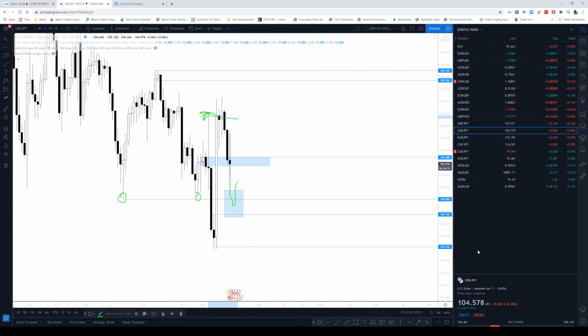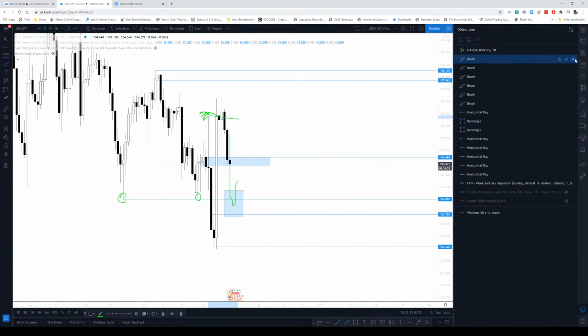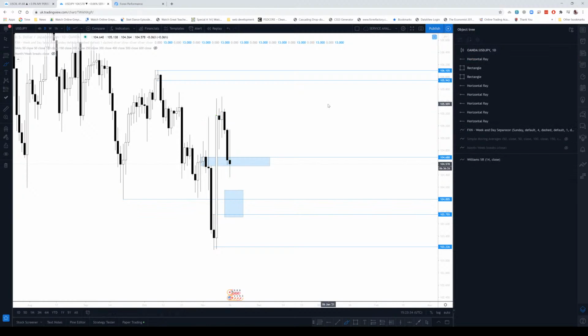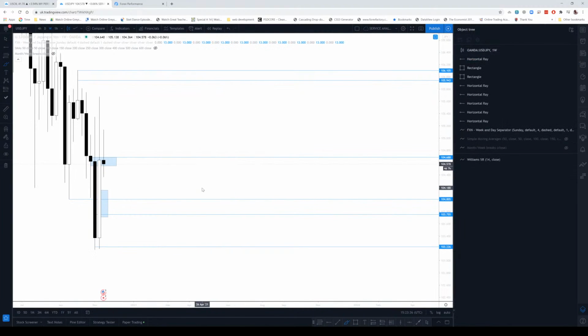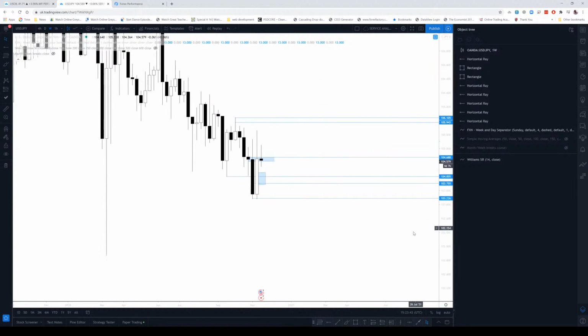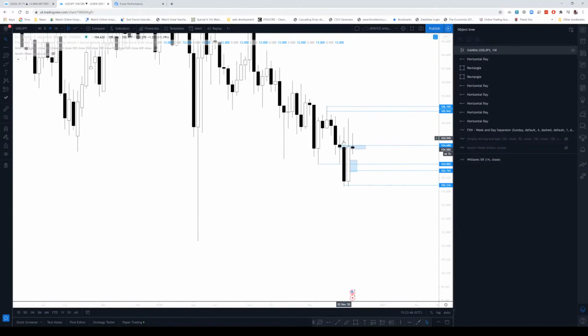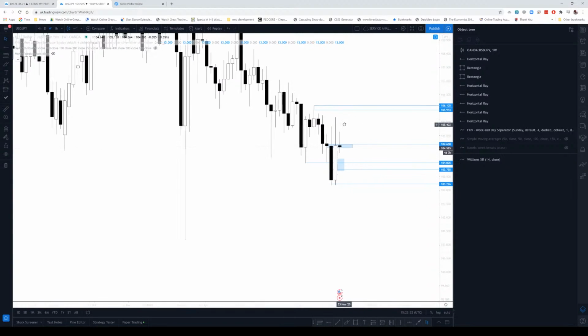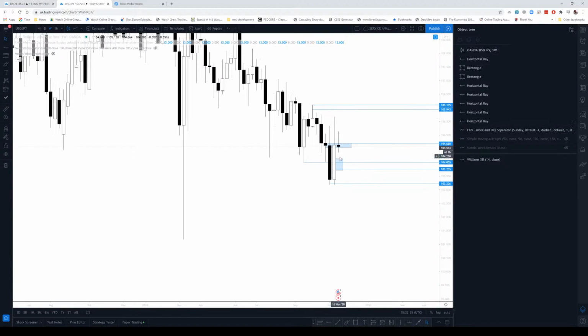On the weekly, this is the mean threshold of the down candle. On the weekly, this down candle, I would have preferred them close above, but it doesn't make any difference. They went up there, so I want to see at least a pullback. It can't just reject and go higher, as you see from where we are.